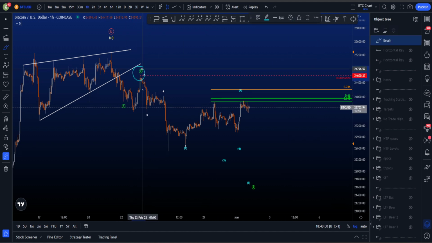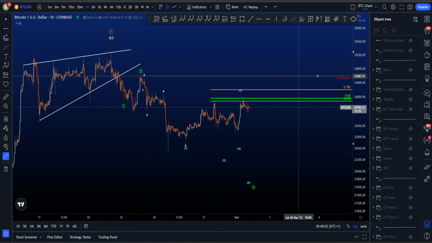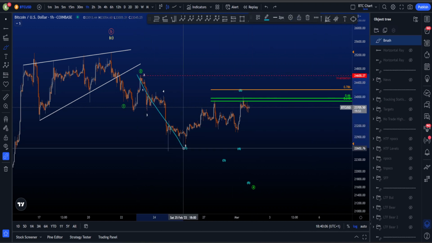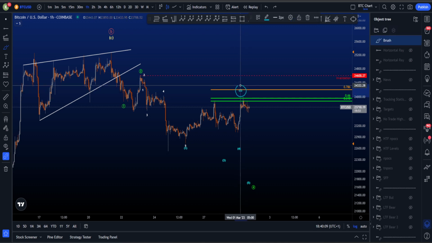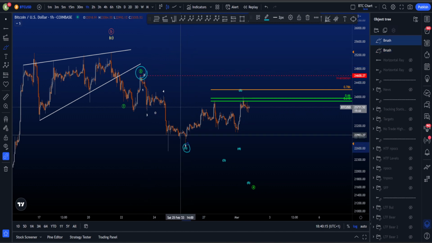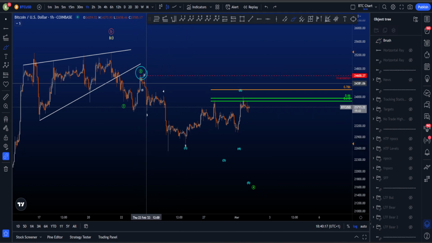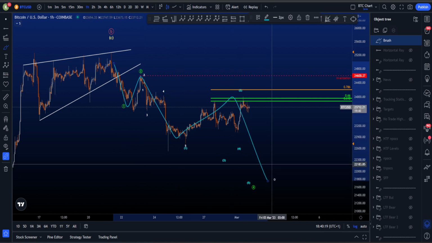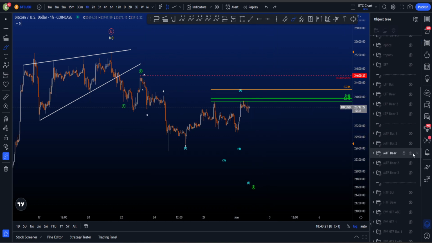Locally, the invalidation is taking the high of this green 2 over here at 24.6k, because if this indeed is another 1-2, the blue count, then the retracement, this wave 2, is not allowed to go above the origin of this blue wave 1, which happens to be here at this green wave 2. So a 1-2-1-2 in this first bearish scenario on the medium time frame.